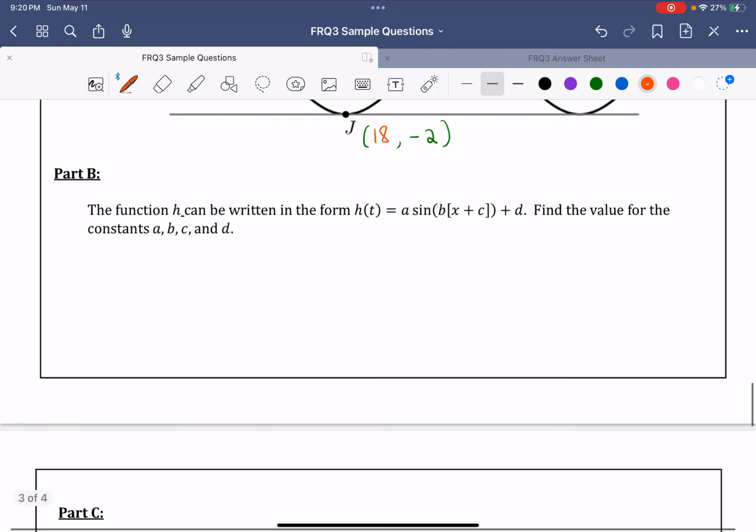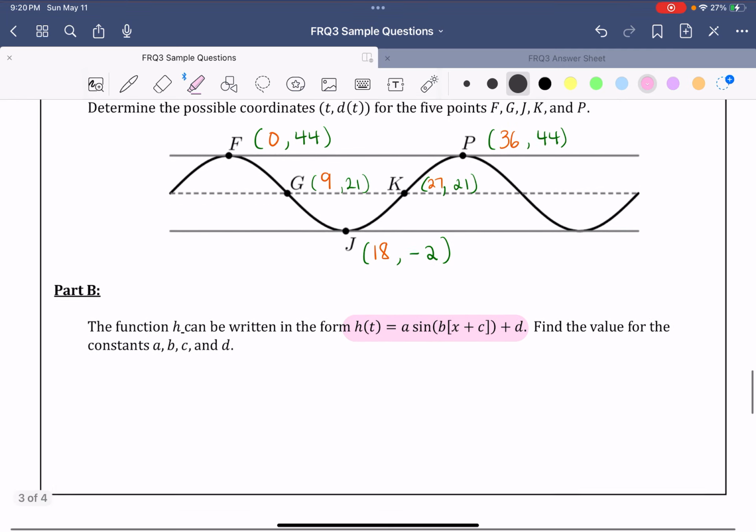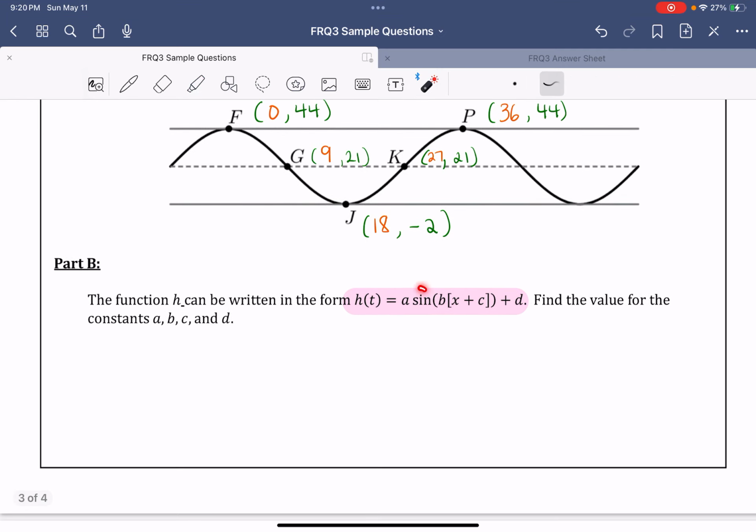Part B, the function h can be written in the form h of t equals a sine b x plus c plus d. Find the value for each of the constants, a, b, c, and d. So basically, they're wanting you to write an equation to match the graph that we just labeled. But specifically, they want you to label it as if this was sine.